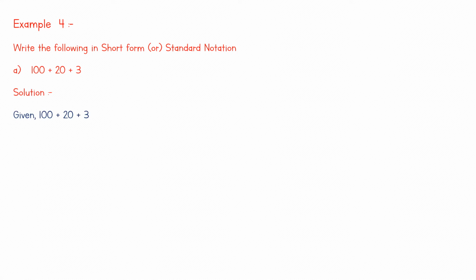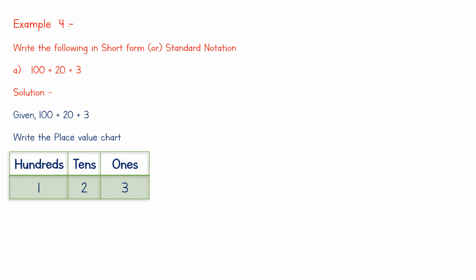Given 100 plus 20 plus 3. First write the place value chart. In the ones place, 3 is there. In the tens place, 20, that is 2 in the tens place. In the hundreds place, 1 into 100, so 1 is in the hundreds place. That is 123. Therefore, the short form of 100 plus 20 plus 3 is 123. Is it clear?